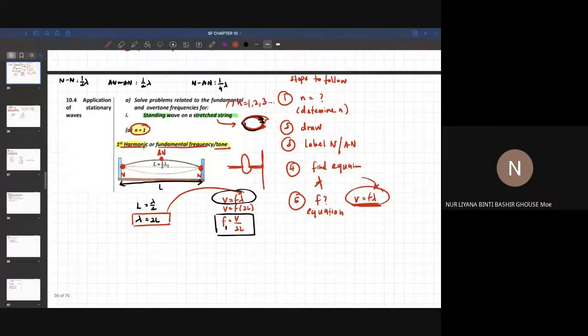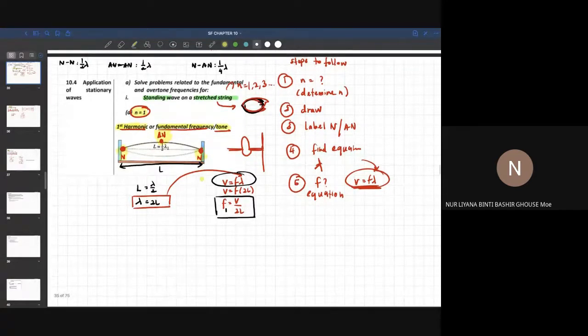Okay, lepas kita dah lukis, you're supposed to label your knots and your anti-knots. So kita tahu knot adalah di mana displacement kita adalah 0. So this is where our knot is. Okay, so ini adalah knot. Anti-knot adalah maximum displacement, so dekat tengah-tengah ni. So this one is your anti-knot. Okay, lepas itu, that's the second step. You have drawn and you have label.